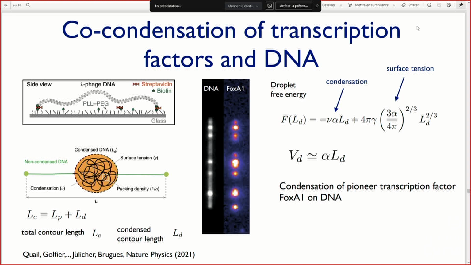And the first assumption, which can be tested experimentally, is that the condensate of protein plus DNA has a constant composition as it grows, which means that the volume is proportional to the length of DNA inside. And there's some coefficient alpha, which is in fact an area, the cross-section area per DNA molecule in the material.